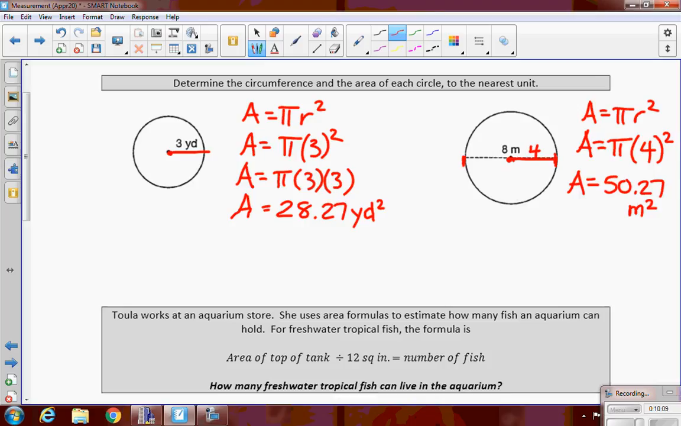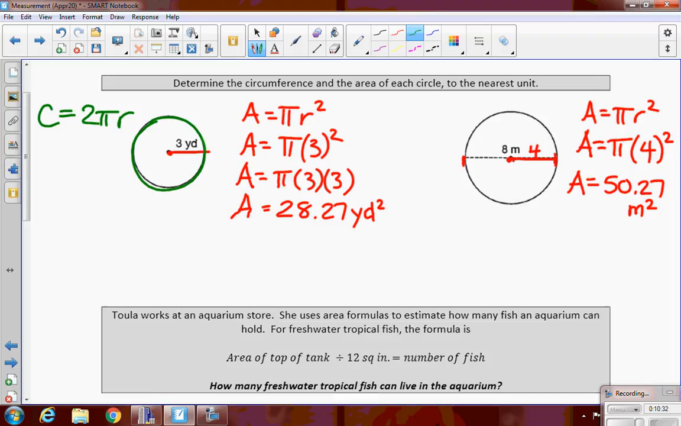Now we're going to examine, because the question also asks us to find the circumference of these circles. The circumference of a circle is all the way around the circle. Now there's two formulas for circumference. One of the formulas is 2 pi r. So if I know the radius, I can use 2 pi r.